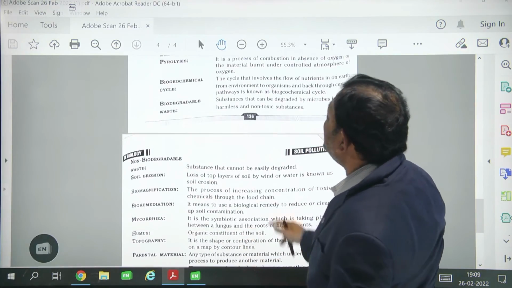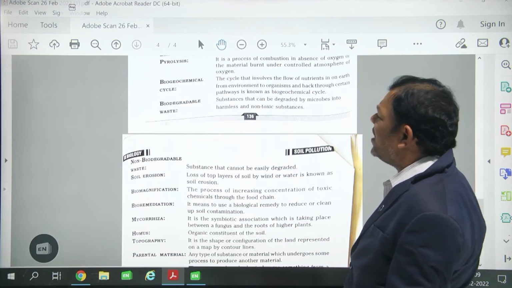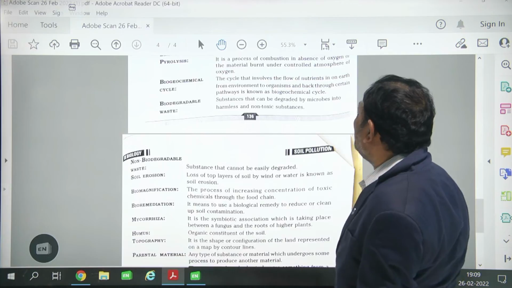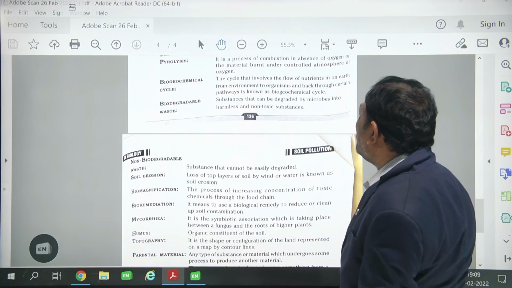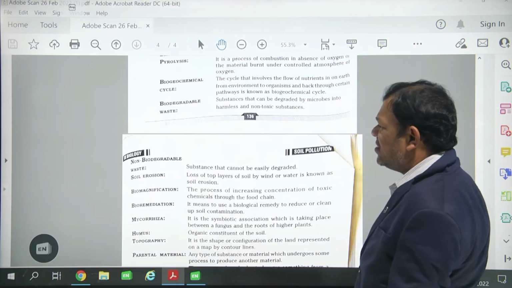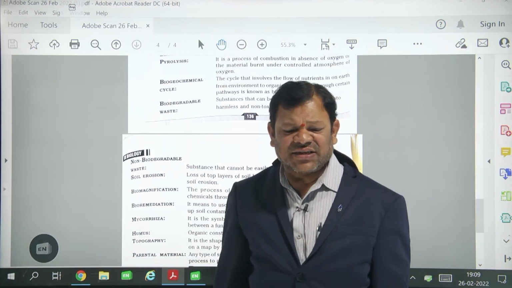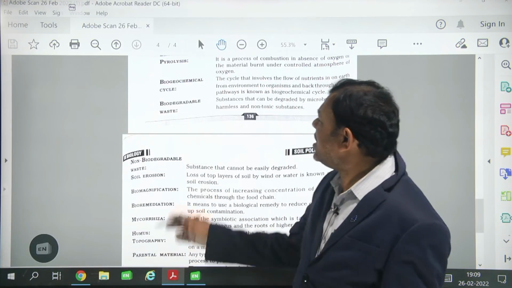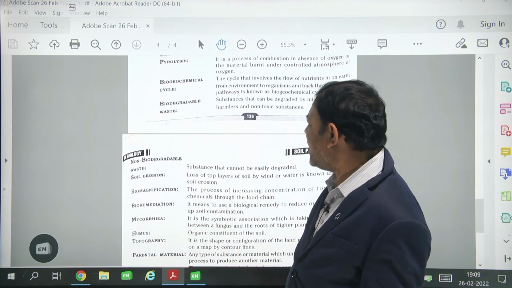Biodegradable waste. Substances that can be degraded by the microbes into harmless and non-toxic substances. Okay, animal excreta, plant waste. So these are known as biodegradable waste.